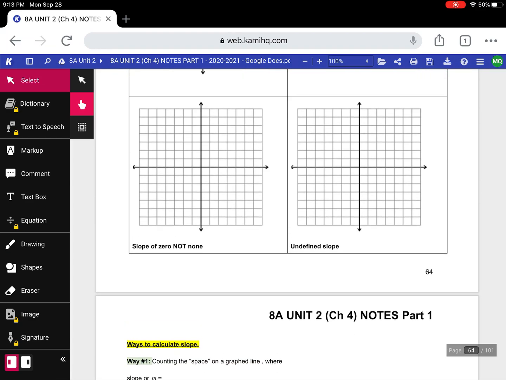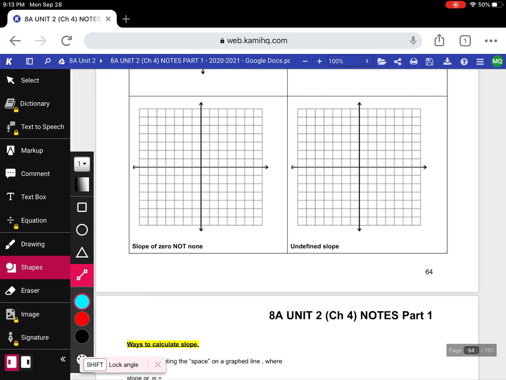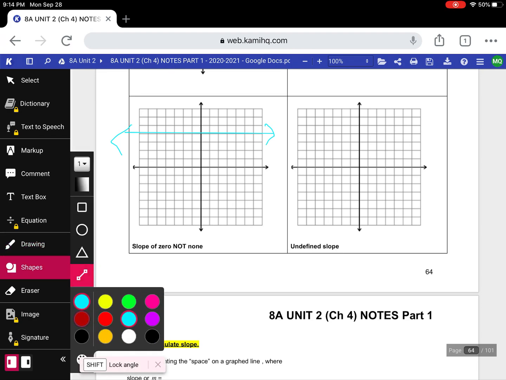Now, if we talk about a slope of 0, and again, it's not none. You don't say it has a slope of none. It has a slope of 0. We're talking about our horizontal line. So if we draw that in, we have something like this, a horizontal line. We put our arrows. That's a slope of 0. If we have an undefined slope, we are going to have a vertical line, and that is a slope that we call undefined.